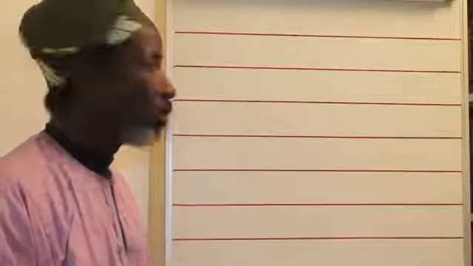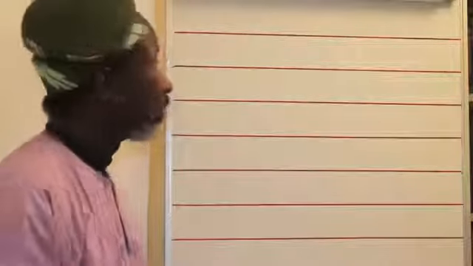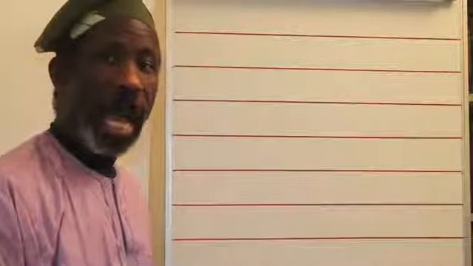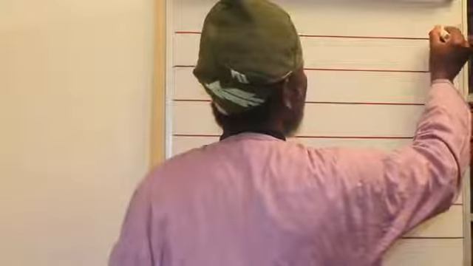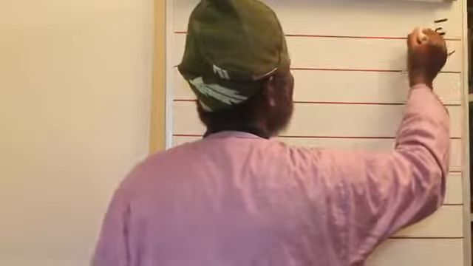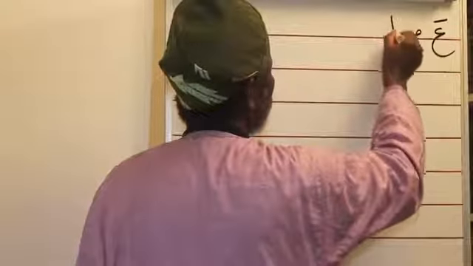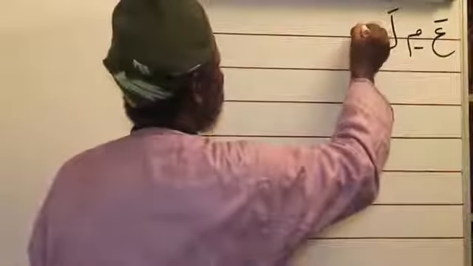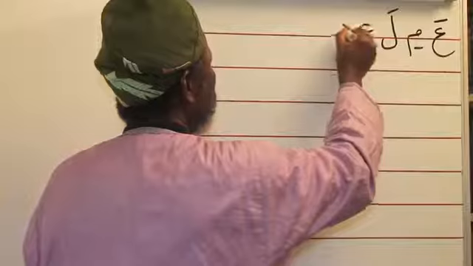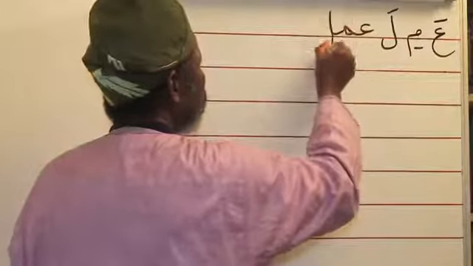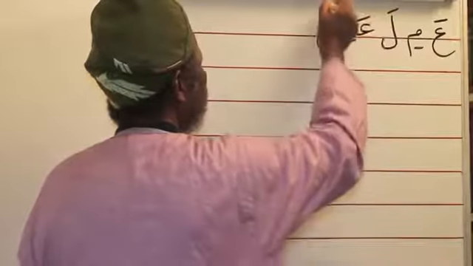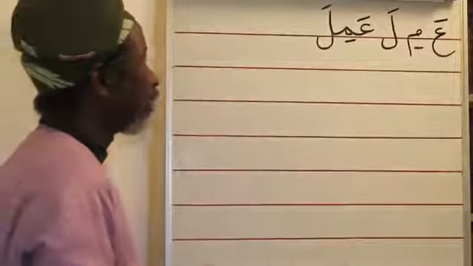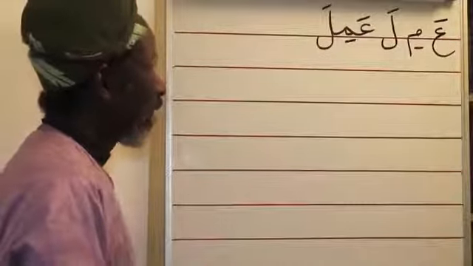Now, still on page 36, the next letter is Ain. Ain at the beginning, Amila. A, mi, la. Amila. A, mi, la. Amila. That's Ain at the beginning.